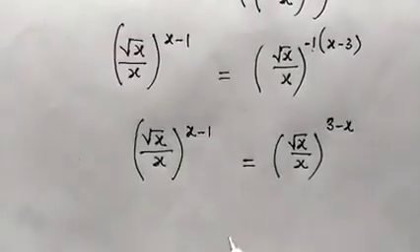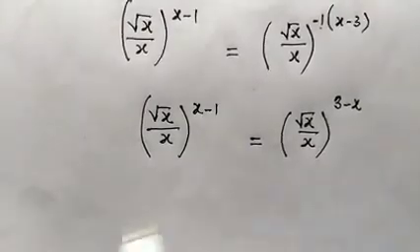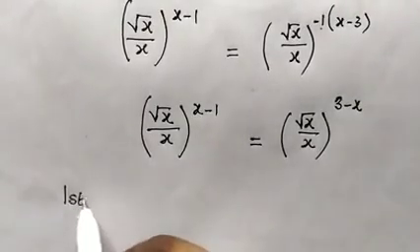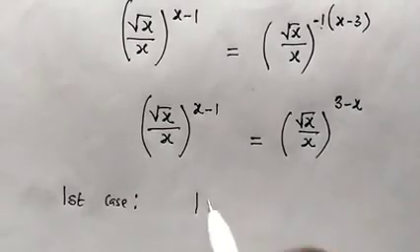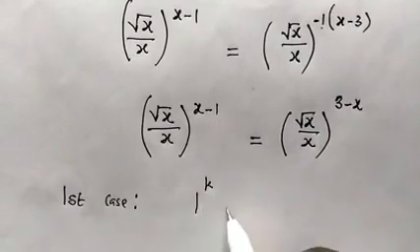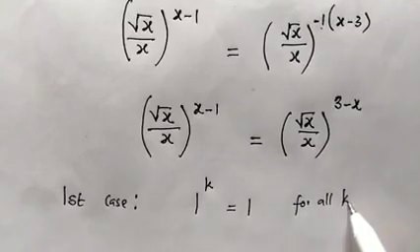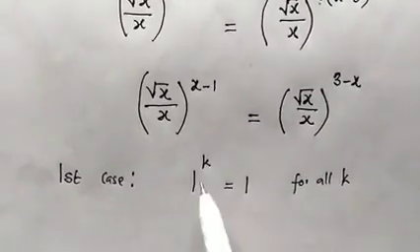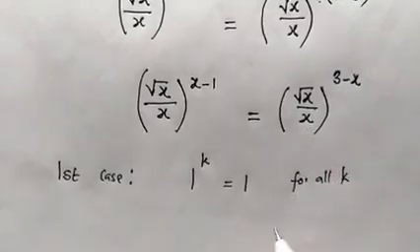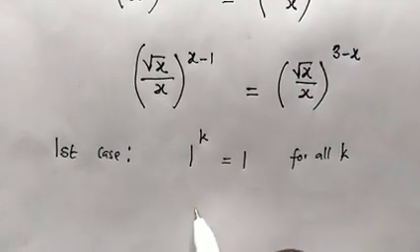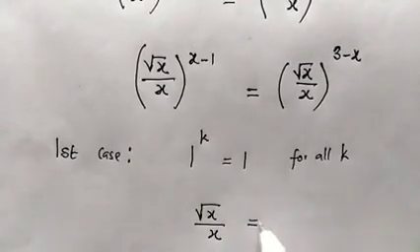Cool. Now from here we have two cases, right? Remember, we have the same base, we can equate the power. So we have our first case. Our first case here is to consider that 1 raised to the power of k is equal to 1 for all k. So we're going to let the base equal 1. Root x divided by x is equal to 1.